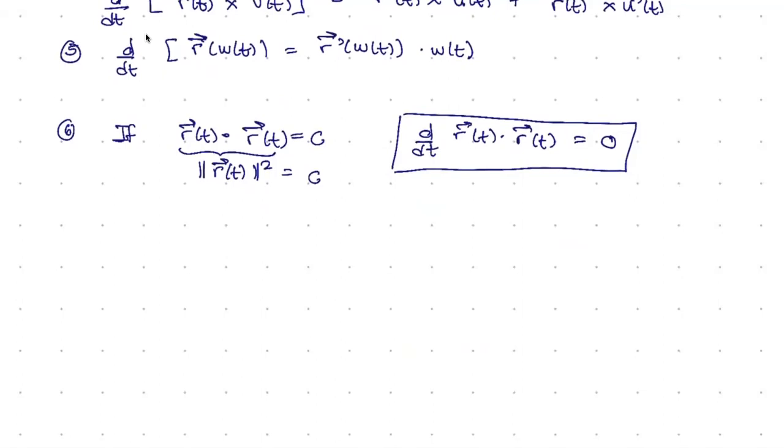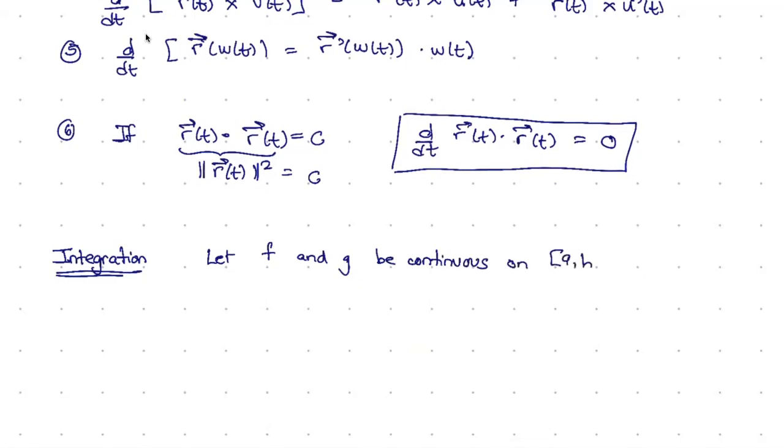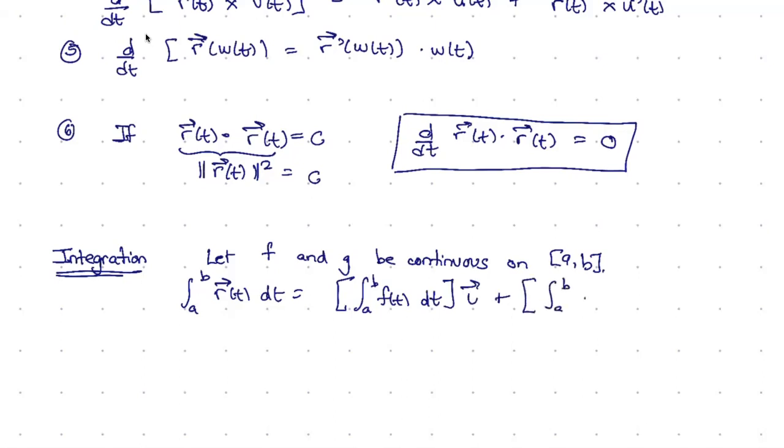Integration also follows a similar path. If we let f and g be continuous on [a, b], then we would integrate r of t component-wise, so that we'd have the integral from a to b of f of t dt times i, plus the integral from a to b of g of t dt times j. And the same, of course, would hold in 3 space.